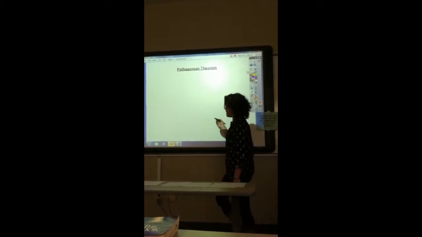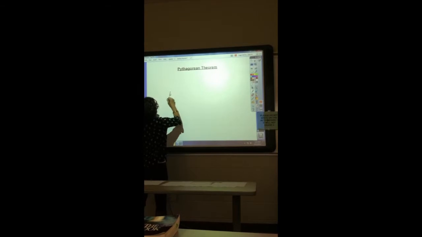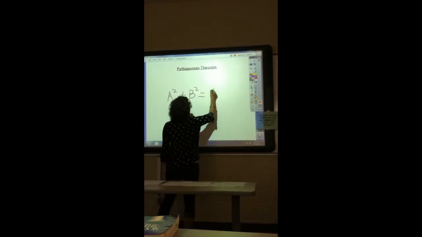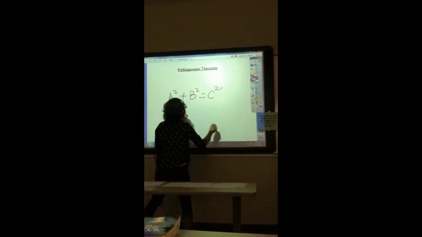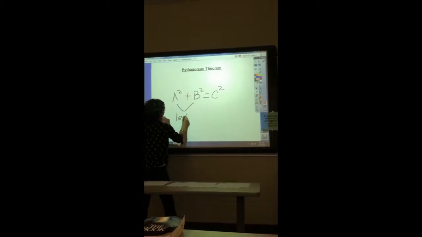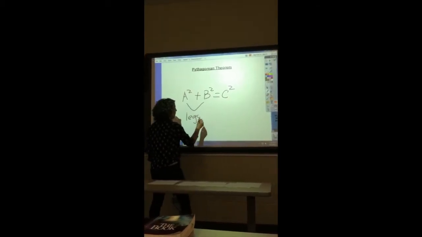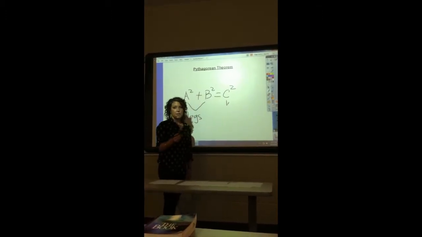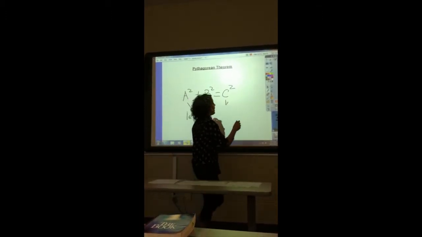So the actual theorem is a squared plus b squared equals c squared. Now the a and the b represent the legs of the triangle, and the c will represent the longest leg of the triangle, which is also known as the hypotenuse.